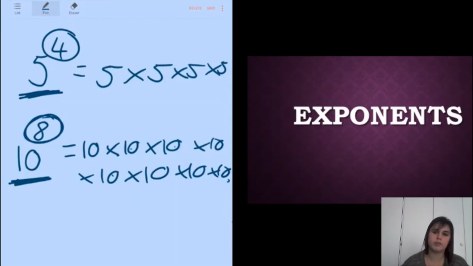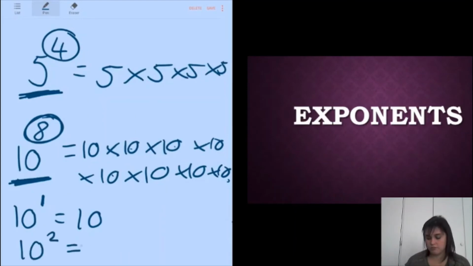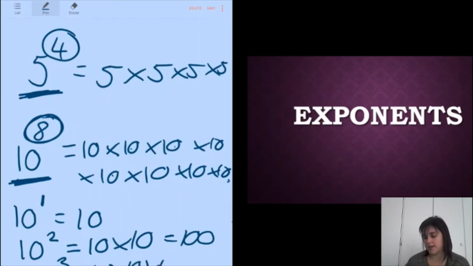Let me show you a little trick with numbers. Well, they call it power of 10 numbers. 10 to the power of 1 means 10 times itself 1 time. So it's just a 10. 10 to the power of 2 means 10 times 10. 10 times 10 is 100. 10 to the power of 3 means 10 times 10 times 10, and that's equal to 1,000.